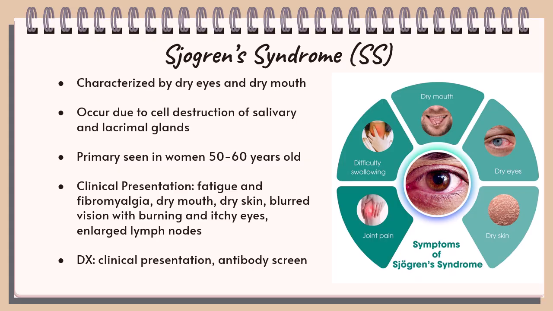All right, next we have Sjogren's syndrome, also called SS. This is characterized by dry eyes and dry mouth. Basically, this is cell destruction of the salivary and lacrimal glands. So the autoimmune disease focuses on these specific glands and attacks its own tissue. Primarily seen in women 50 to 60 years old. Clinical presentation: fatigue and malaise can be with just about any autoimmune disease, along with fibromyalgia, dry mouth, dry skin, blurred vision with burning and itching eyes, and of course enlarged lymph nodes because of all that inflammation.